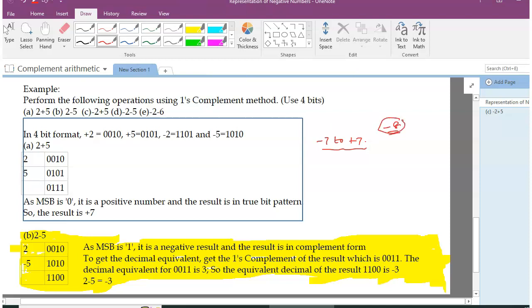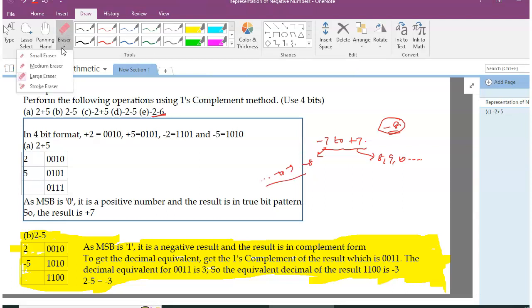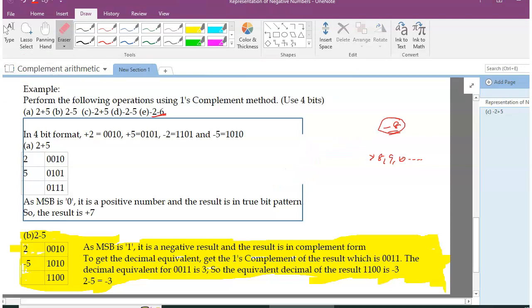To show you what will happen if you try to obtain minus 8, I have taken this example. Minus 2 minus 6 is minus 8, right? Similarly, plus 8, plus 9, plus 10, etc. are also out of range. Here minus 8, minus 9, minus 10, etc. are also out of range. So if two numbers produce an out of range result, that is considered overflow, meaning you won't have the correct result. That is not possible.